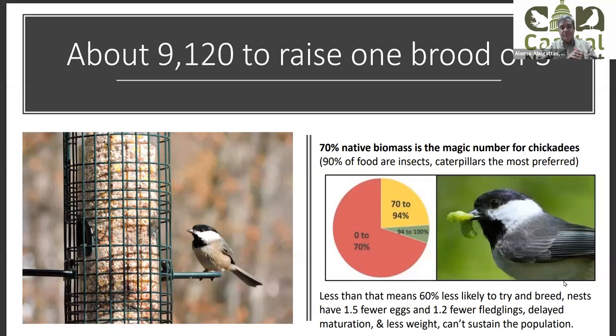They found that, even though it's an adaptable bird, and you'd think we could raise it one way or another just by putting out bird feeders, that is not the case. In its nesting territory, if 70% is not native biomass, then it does not succeed very well. If it's not at least 70%, most of them don't survive. Less than 70% means a 60% lower chance that they will even try to breed, because it's useless for them to try. Nests built in areas below 70% have 1.5 fewer eggs and 1.2 fewer fledglings that survive. Many take a long time to mature, they weigh less, and they're less capable of sustaining themselves. The bottom line is they cannot support a population.